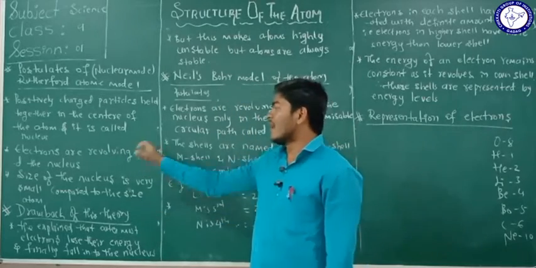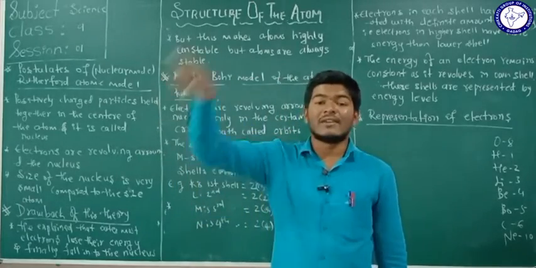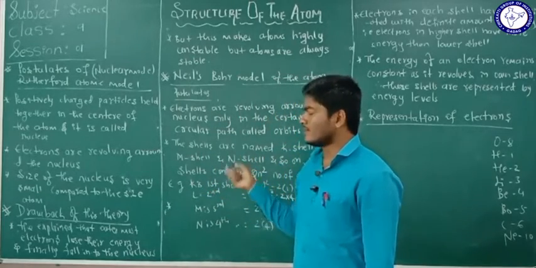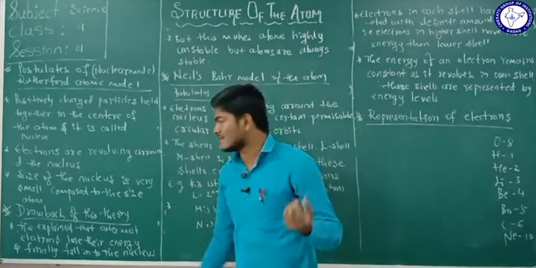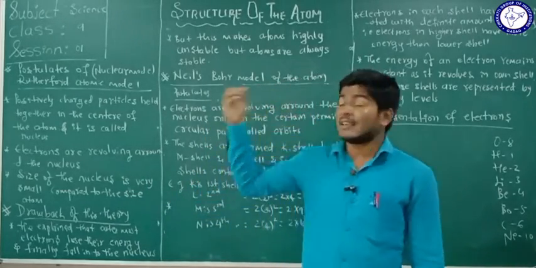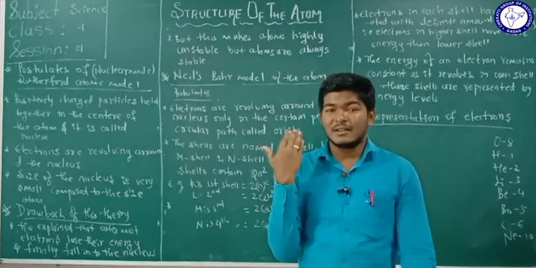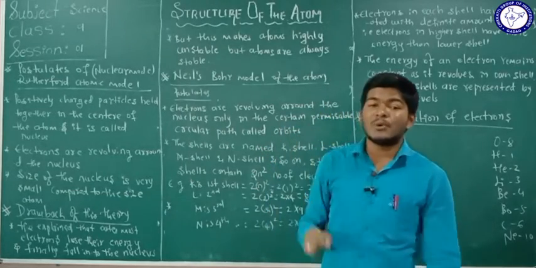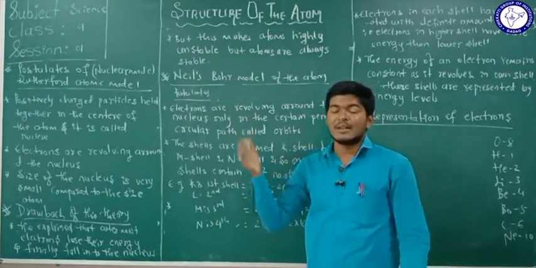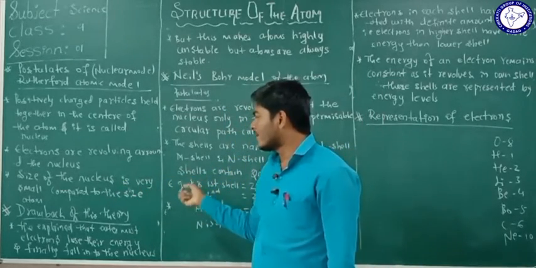The second postulate is that electrons are revolving around the nucleus. And the third postulate is that the size of the nucleus is very small compared to the size of the atom. Why? Because he observed that only a few alpha particles are reflected back, about only one alpha particle in 12,000 alpha particles comes back. Therefore, he says that the size of the nucleus is very small compared to the size of the atom.